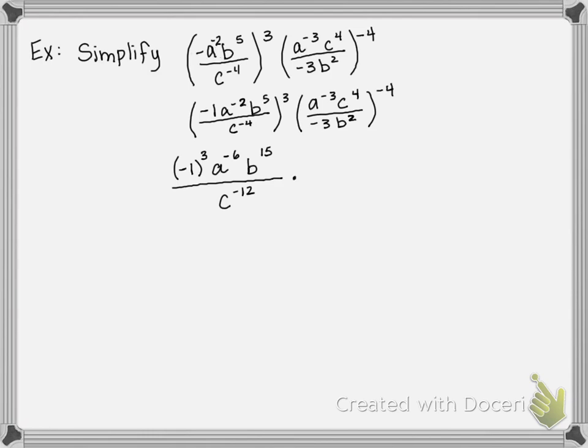So then my second set of parentheses, -3 times -4 is +12. c to the 4th to the -4th, that's c to the -16th, and then I have negative 3 to the negative 4th, and we all wrote exactly that, right? Yes. Sure. And then b to the negative 8th.